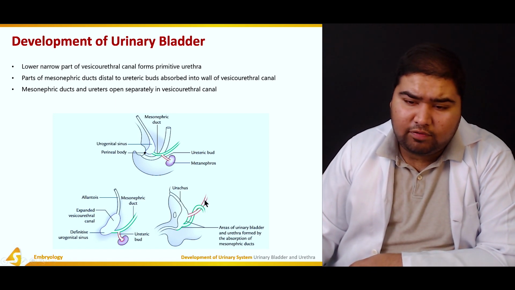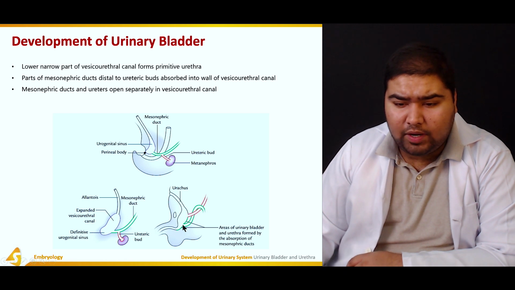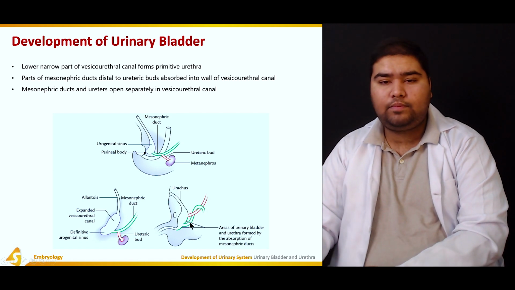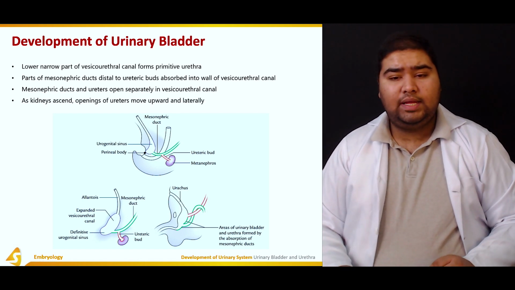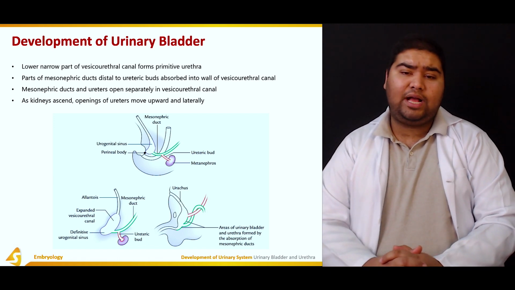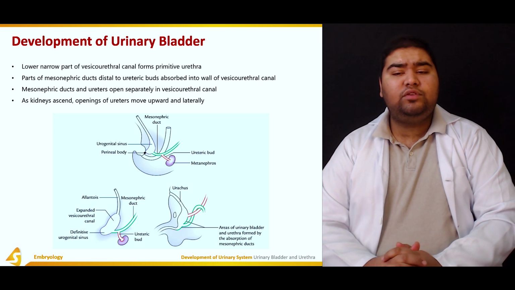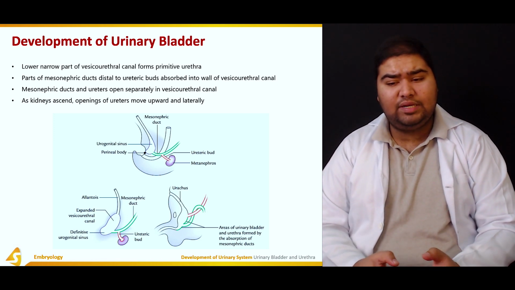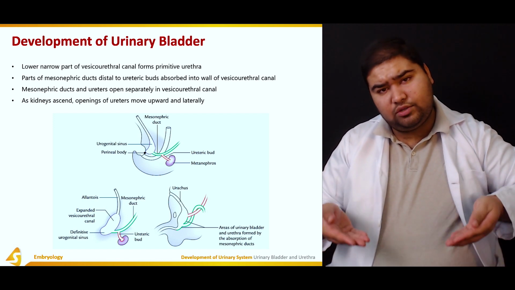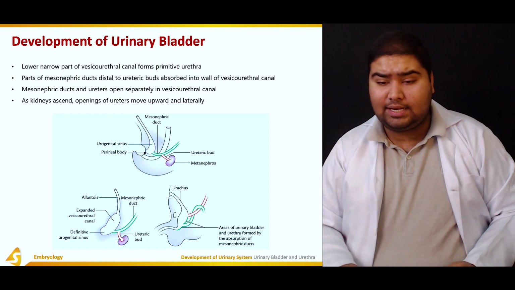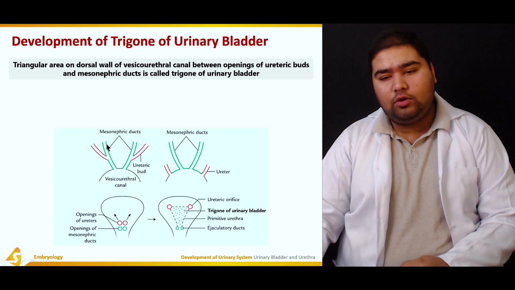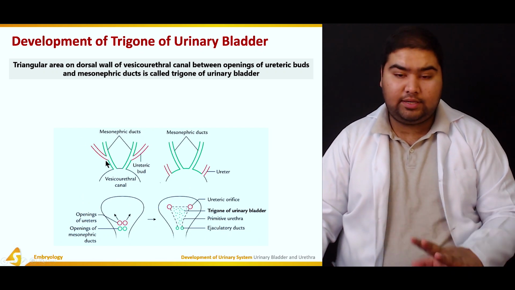So this is the opening of the ureter, and this is the opening of the mesonephric duct. As the kidney ascends, now the kidney has to ascend to attain its normal thoracolumbar position. The opening of the ureters move upward and laterally. So since the kidney is moving upward, the openings of the ureters also move upward, and they also move slightly laterally. So moving on, this is what we were talking about, again from a different perspective.